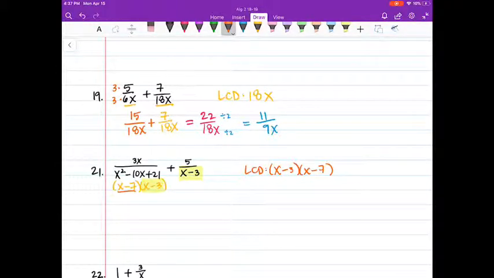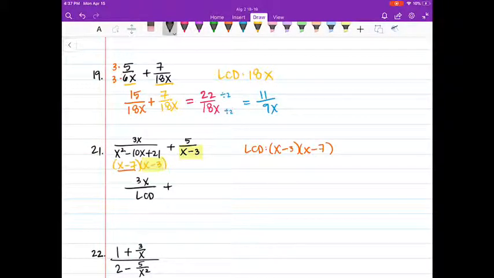My fraction on the left is perfectly fine the way it is. It has the least common denominator it needs to have. So it will stay 3x over my LCD, which I'm too lazy to write out, plus my second fraction. The piece that is missing is that x minus 7. Notice I automatically put it in parentheses. I need to distribute that 5x minus 35 over my LCD so that I can combine like terms.